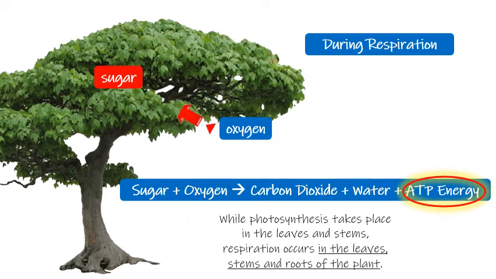Photosynthesis happens in the green parts of a plant because they contain chlorophyll to catch sunlight energy. Respiration happens in all the parts of the plant. Okay, why did we say that these are opposite processes? Because for photosynthesis, we put carbon dioxide and water together and we get sugar and oxygen. While during respiration, we mix sugar and oxygen to give carbon dioxide and water. So we have two opposite equations.